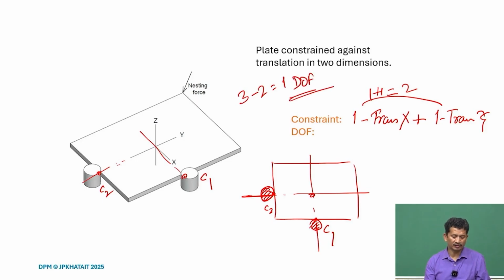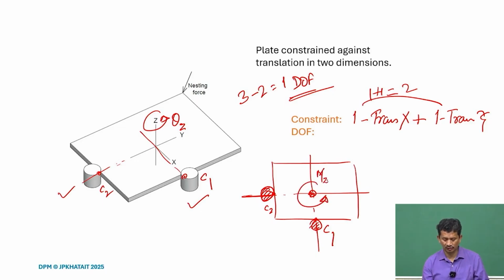Many times, if you are not careful, you may think that putting 2 constraints in this fashion can give a planar constraint, but it is not true. What is left is the rotation theta z, right. So, what happens if you try to put any kind of moment theta z, or m z, a torsional moment?